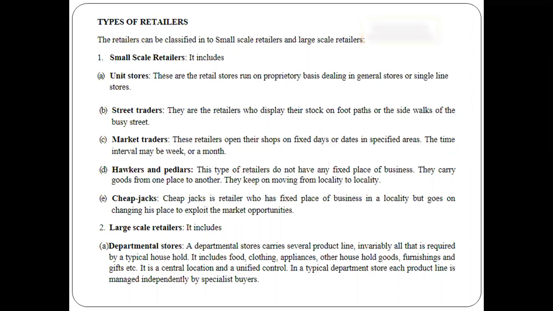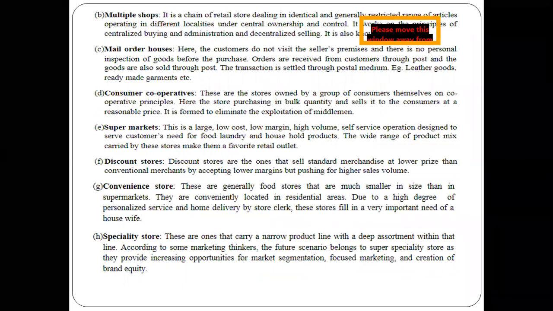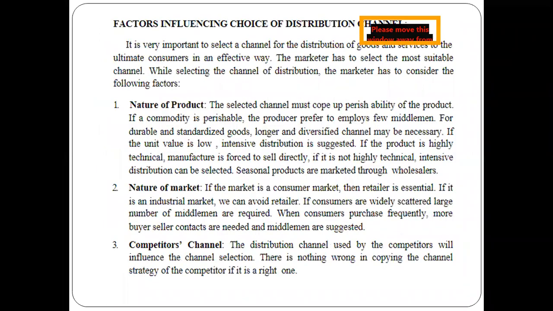Then we have large scale retailers. The first is the departmental store. The second is multiple stores. Then we have mail order houses, consumer cooperatives, supermarkets, discount stores, convenience stores, and specialty stores. So what are the factors influencing the choice of distribution channel? The first is the nature of the product.